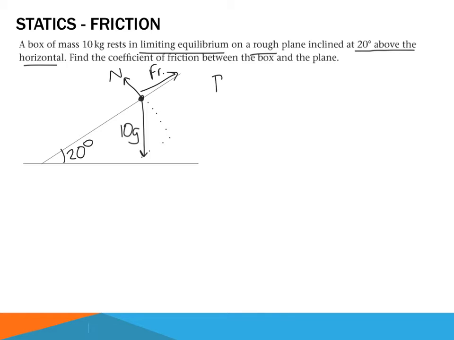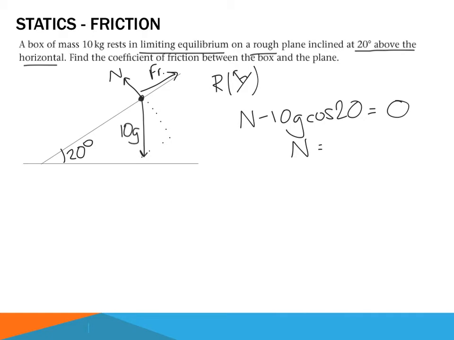So resolving perpendicular first of all, I've got N minus 10g cos 20, and that's got to be equal to 0. Those are my only perpendicular components. Let's say I take them as red. We've got this one and this one. When we look parallel, we're going to have this component and this component.